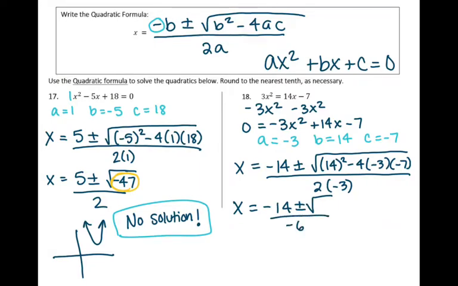And in my calculator, I am going to evaluate 14 squared minus 4 times negative 3 times negative 7, which gives me 112. And then I'm going to take the square root of 112. What is that?